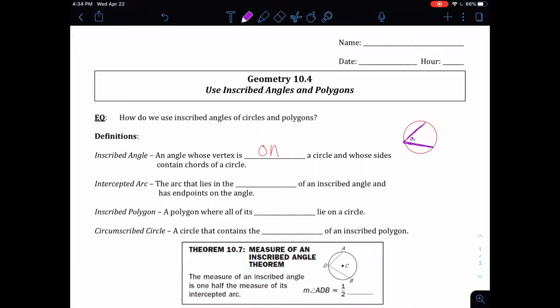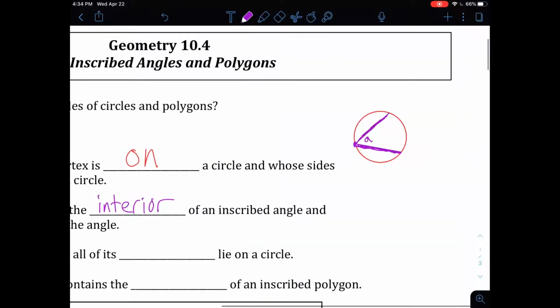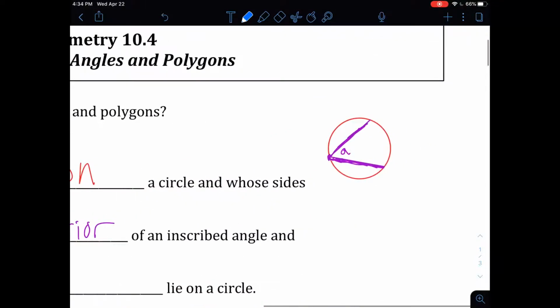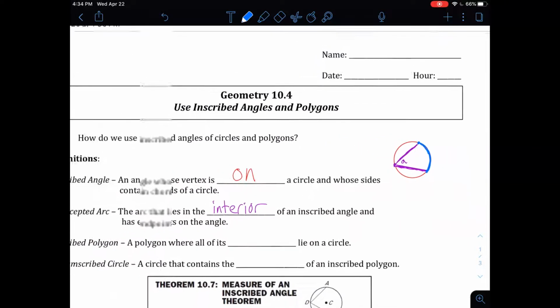It's not too complicated. An intercepted arc is an arc that lies in the interior of an inscribed angle and has endpoints on the circle. So if we zoom in over here a little bit, the intercepted arc is the arc that intercepts the angle at the end, right where the ends of the angle meet the circle. You can see the angle ends right here and here, and so this whole arc right here is the intercepted arc.